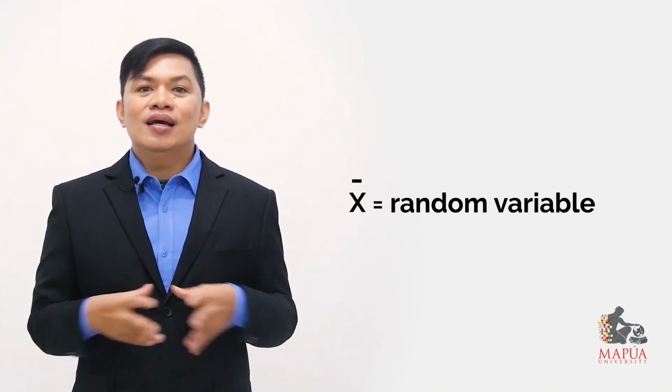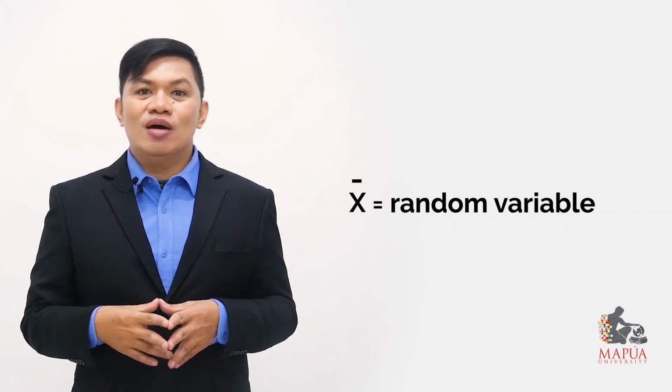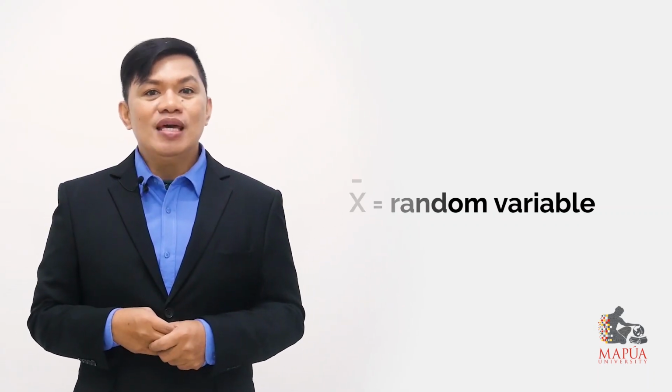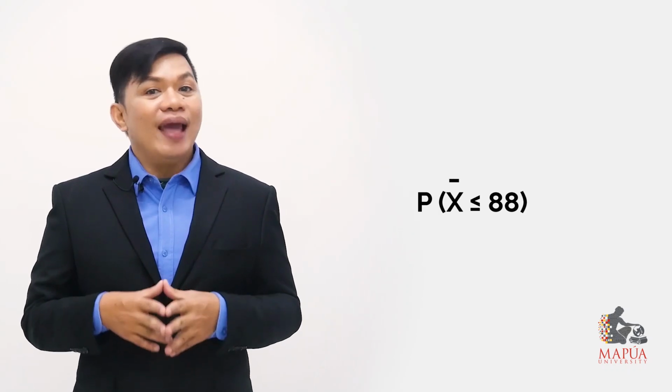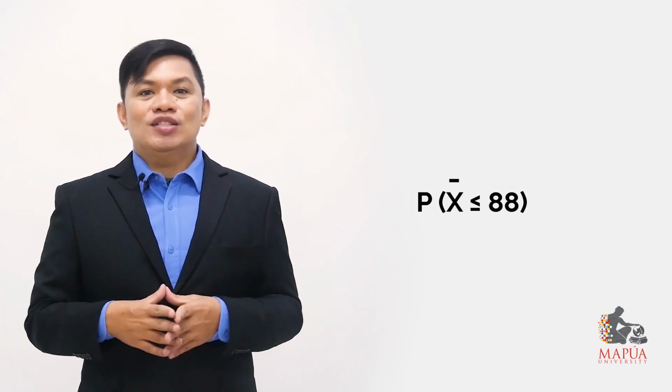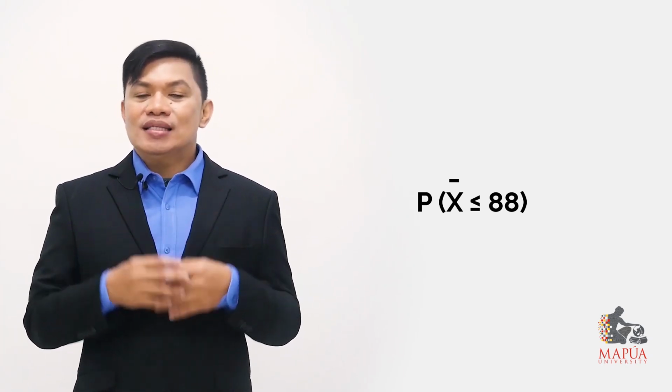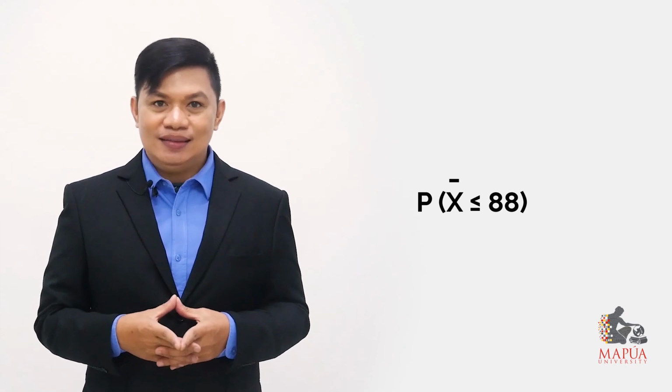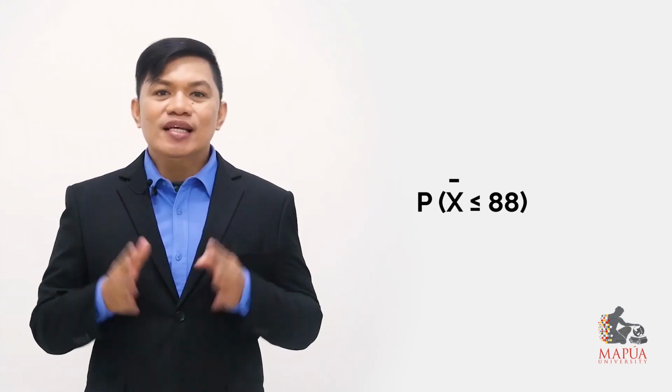So while in the first problem our random variable was x, in the second problem the random variable is now x bar, meaning it's the sample mean. In symbols, we would translate it as the probability that x bar is less than or equal to 88. So, we use the central limit theorem.